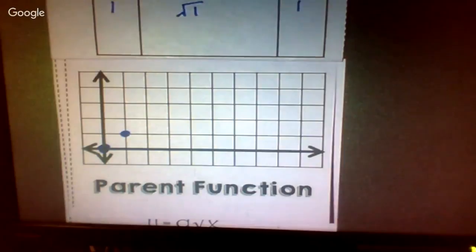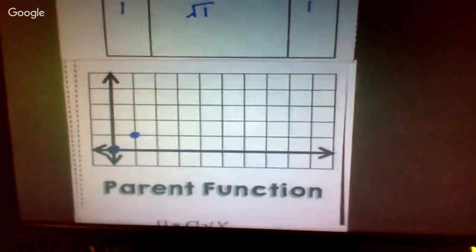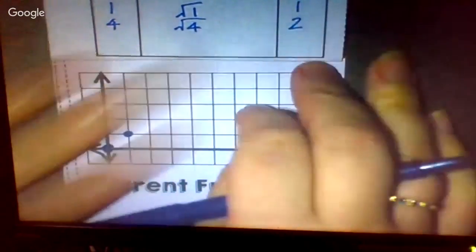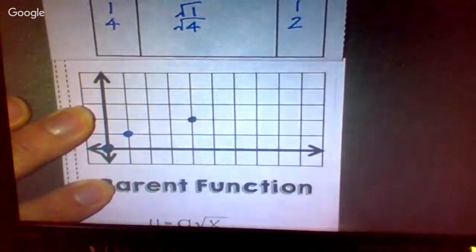Okay. So, can I take the square root of 2 and get a whole number? No. So let's skip 2. Can I take the square root of 3 and get a whole number? No. What can I take the square root of next? 4. So, when x is 4, what's the square root of 4? 2. Okay. So, I have a point at 4, 2.